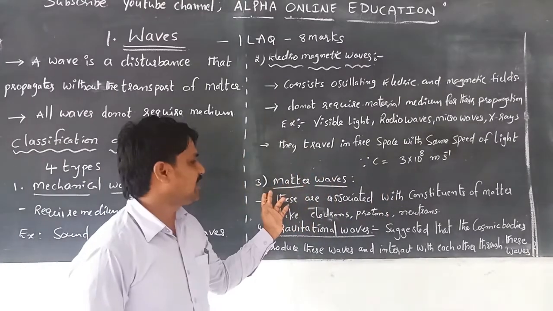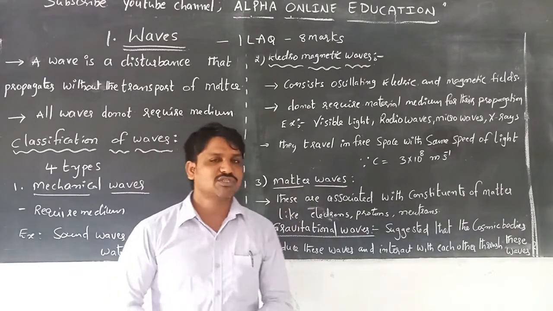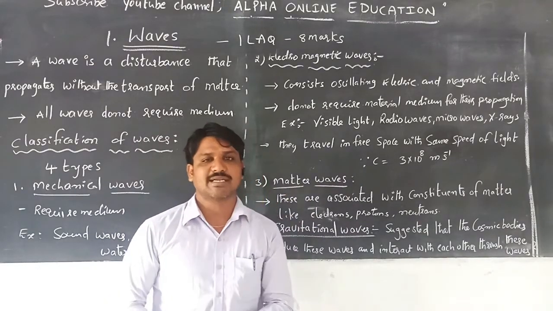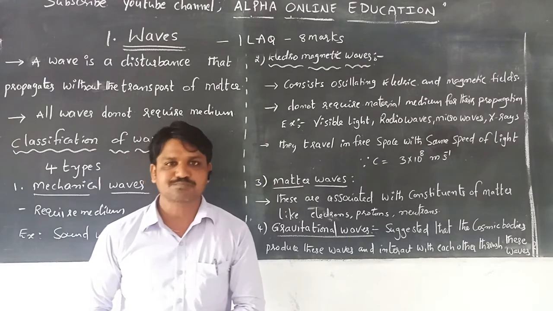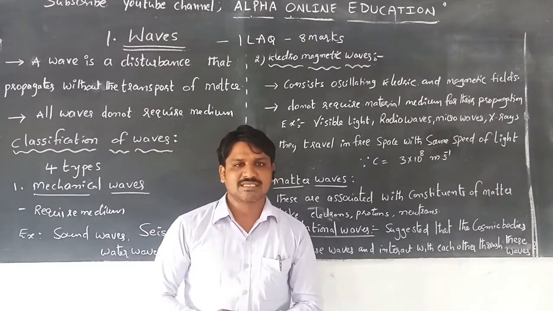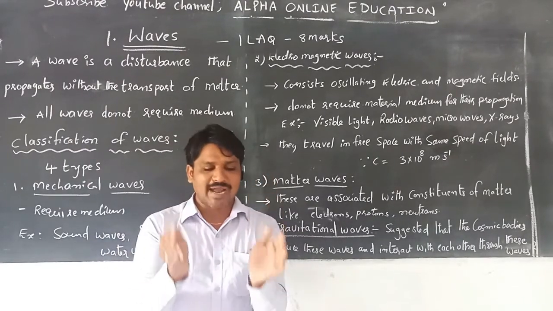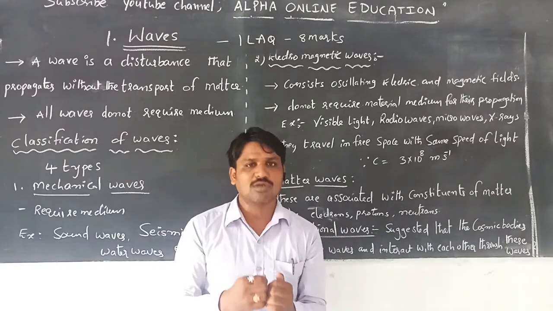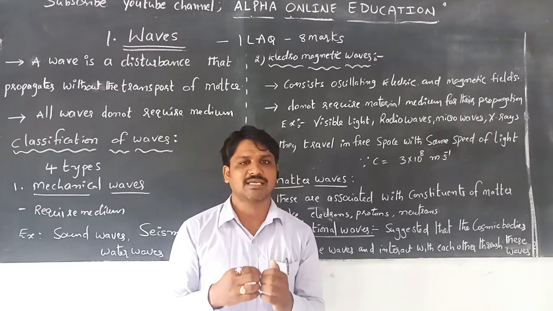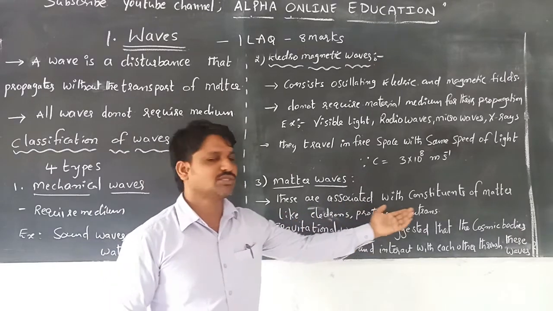Then the third one is matter waves. Matter waves are associated with constituent particles, like electrons, protons, neutrons. The matter containing these constituent particles, electrons, protons, neutrons, has matter waves associated with it.